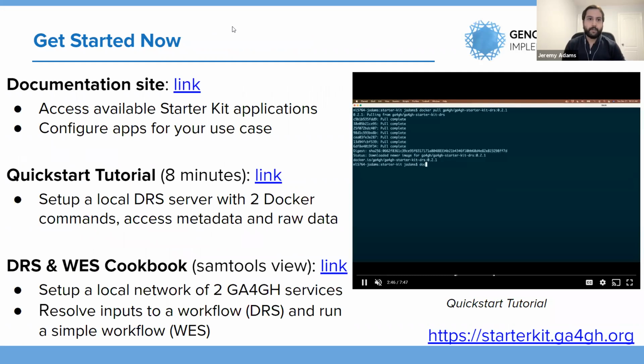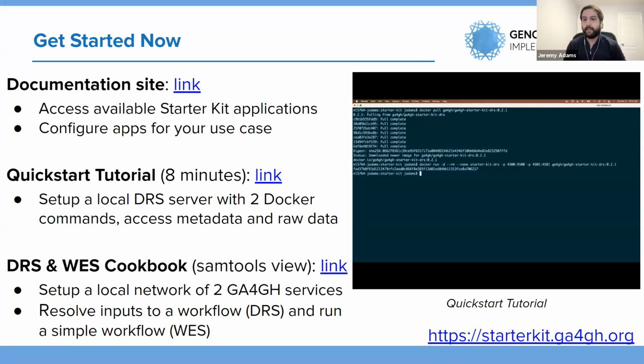So the core documentation is located at starterkit.ga4gh.org, as I mentioned. From there, you'll get information on how to download, configure, and launch the various starter kit apps. For anyone interested in the audience, we recommend that you run through the quick start tutorial video. It's playing right now on the right. The tutorial gets you to set up and run the DRS API on your local laptop, then execute some API calls to access metadata and raw data of a simple test data set using the DRS specification.